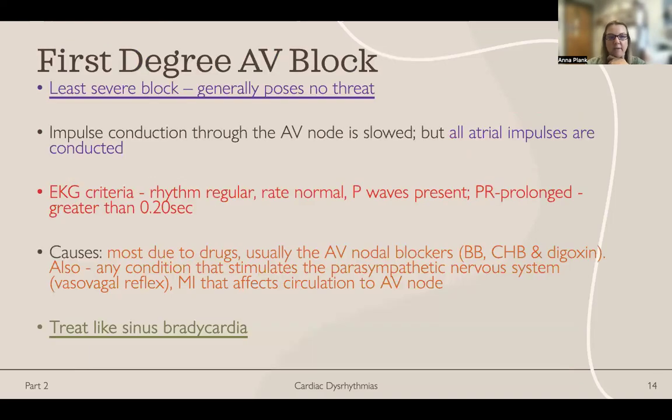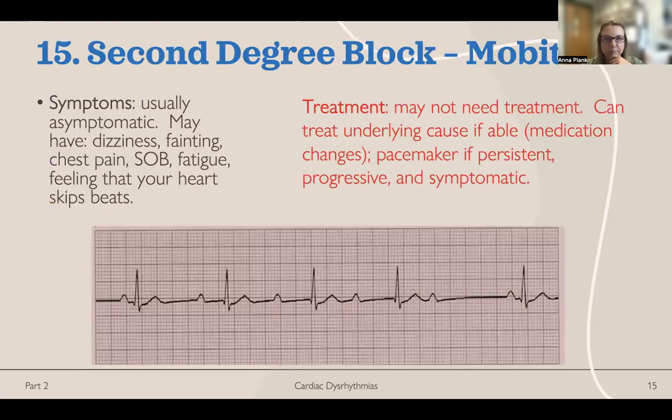Many people have no idea that they have it. Again, it's the least severe block that we're worried about. Everything is still getting there. It's just taking a little bit longer. So we treat it like sinus bradycardia.